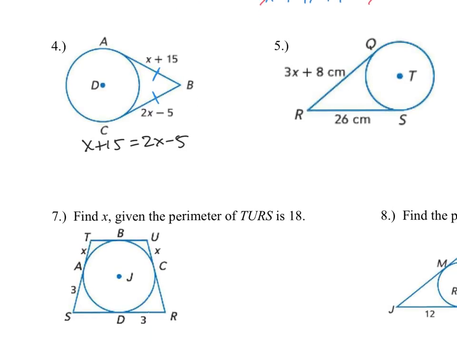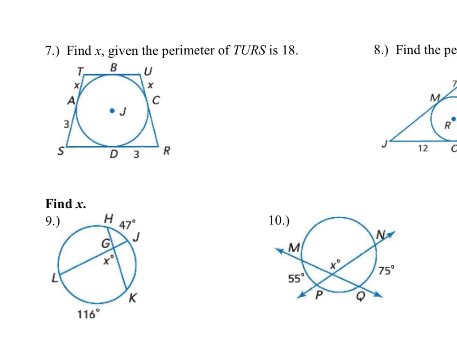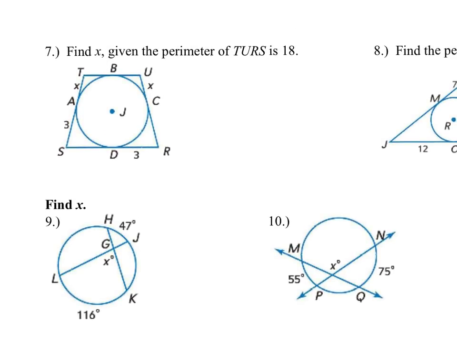Okay, now let's take a look at number 7. We're actually going to be using that same theorem. We're going to use the theorem that whenever we have two tangents drawn to a circle from the same exterior point, then those two tangents are going to be congruent to each other.